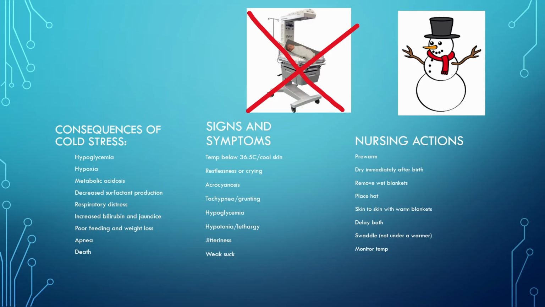So what can happen, you'll see the consequences of cold stress. Their blood sugar can drop. Their oxygen can drop. They can go into metabolic acidosis. Their surfactant production is now going to decrease. And you remember from a few slides before, if we don't have enough surfactant, it's going to affect their breathing. So they can go into respiratory distress. This can also cause bilirubin to increase, which gives them jaundice.